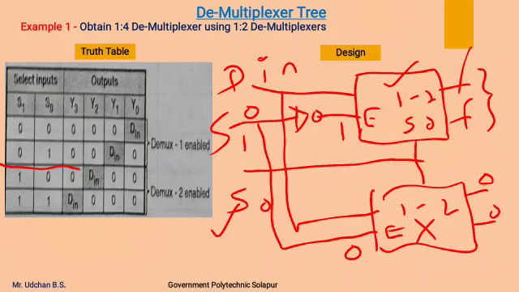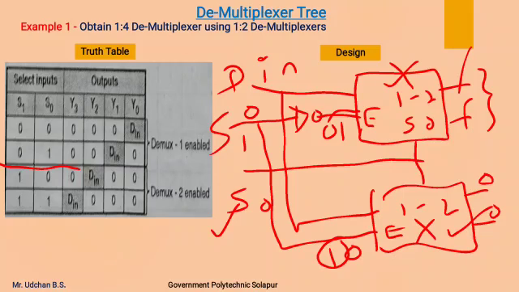And if S1 is 1, then we will get a 0 for the first demultiplexer and a 1 input for the second demultiplexer. As the first demultiplexer is getting a 0 input at the enable terminal, it will get disabled now, and the second demultiplexer will get enabled as it has a logic high input at the enable input terminal.